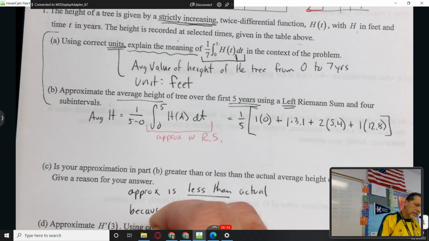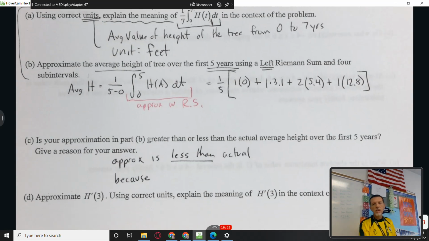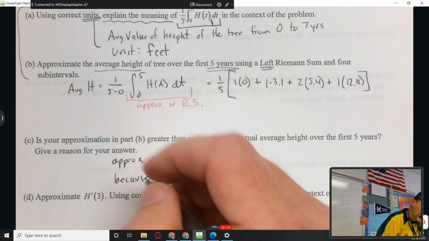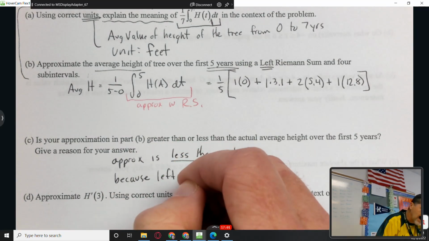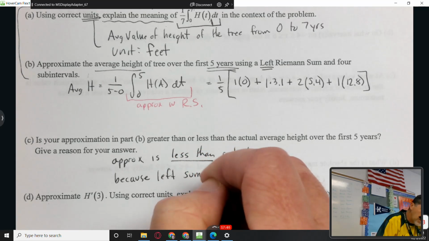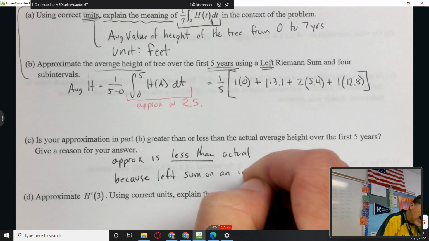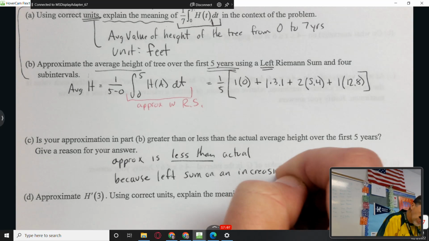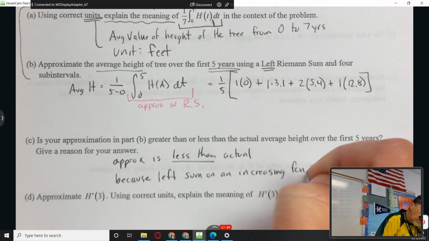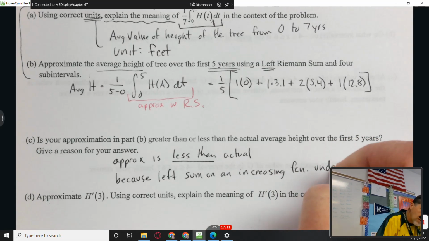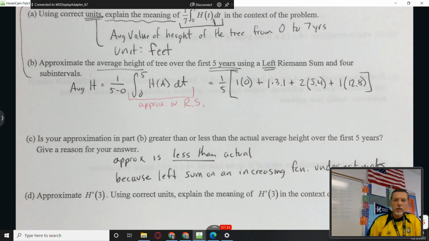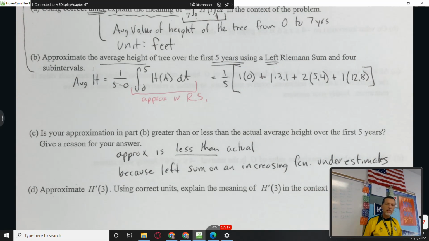because, so my reason, what's my reason? Left Riemann sum on a strictly increasing function. That's it, because exactly what it looks like, a left sum on an increasing function underestimates. So I just put into words exactly what you saw. Coming from the left on an increasing function is going to underestimate.